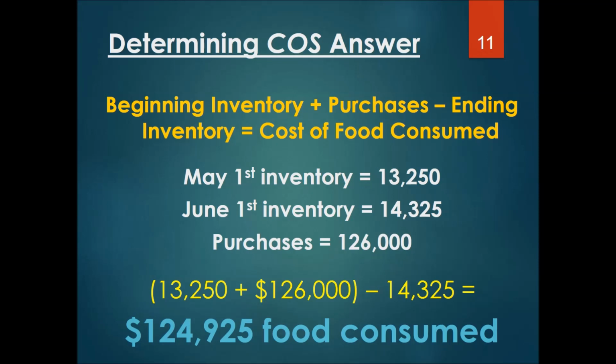$124,925. So in other words, the cost of food and beverage used to produce sales is derived by taking that periodic inventory at the beginning of the month, tracking and adding in all of the costs of food and beverage purchased during the month, and then taking a periodic inventory at the end of the month and subtracting that amount. So it's easy to remember. Beginning inventory plus purchases minus ending inventory gives you the cost of food and beverage consumed.